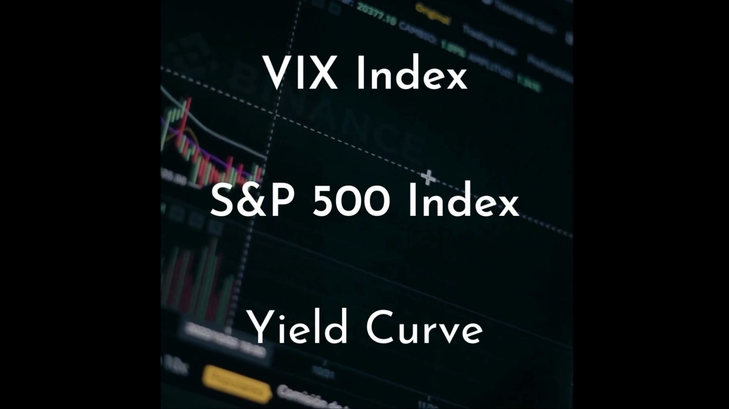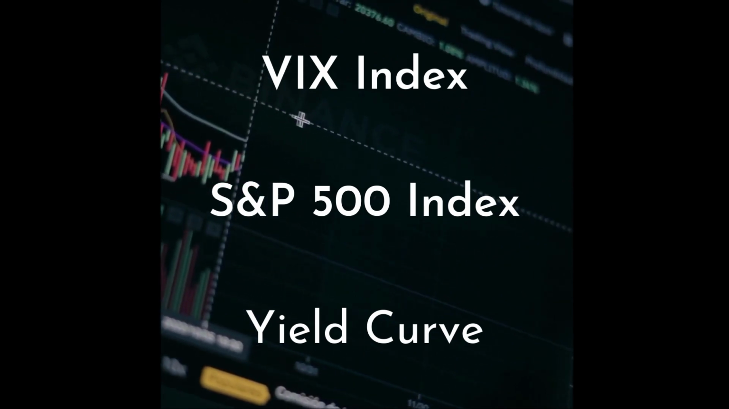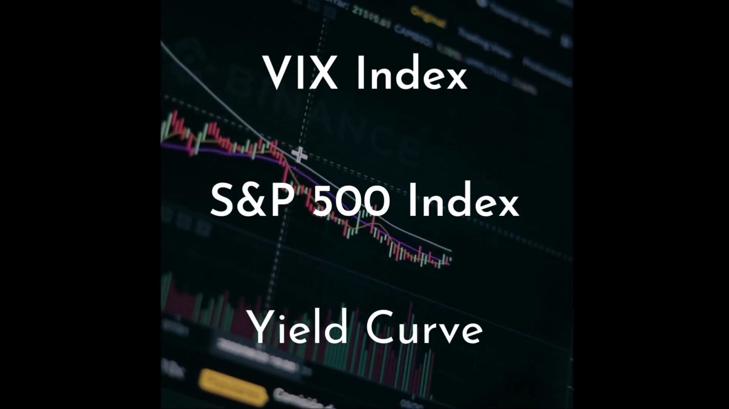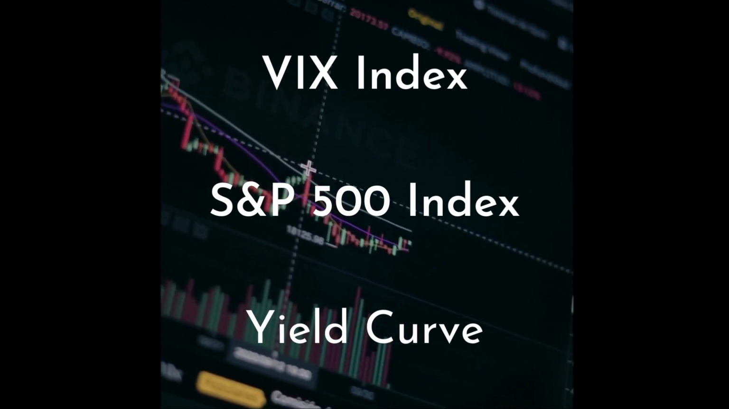Start with the Volatility Index and the S&P 500 Index. They are two indices that will help you to get an idea of current market conditions. You can also monitor the yield curve for signals of a start or end of a recession.